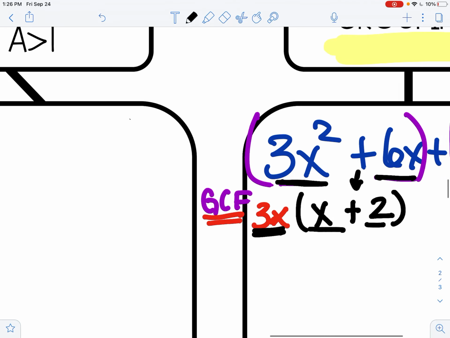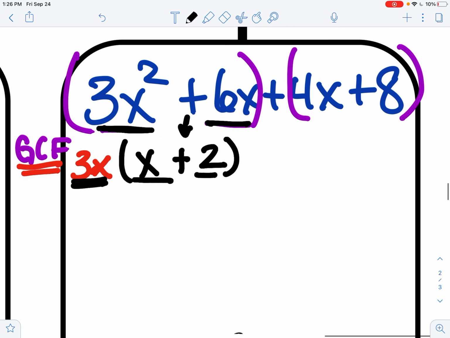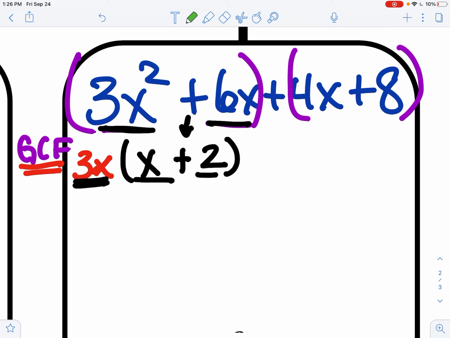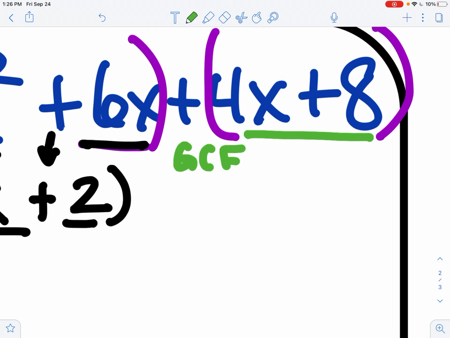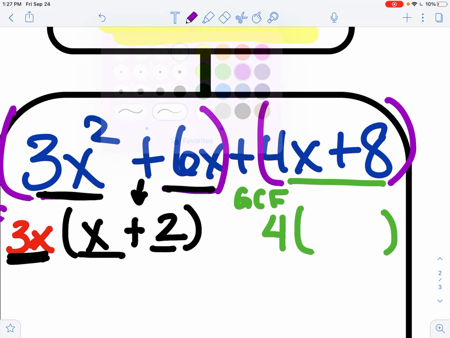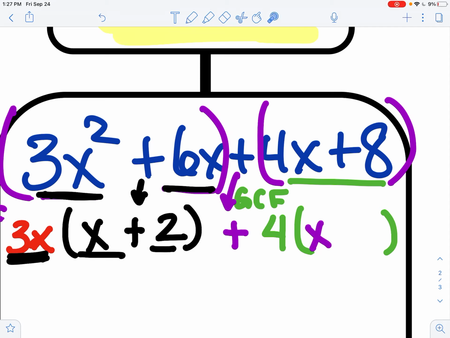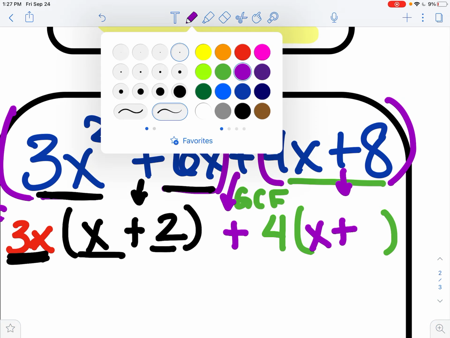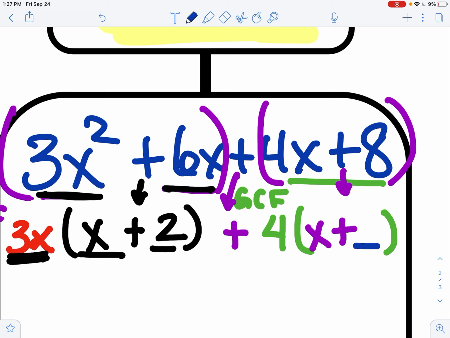Then I'm going to zoom in on the other side, and I'm going to look for a GCF of this side as well. Looking for my GCF, I can see 4x and 8 both can be divided by a 4. And if I can divide both of them by 4, I'm also going to bring down this plus sign right here, by the way. I know 4 times x will get me back to 4x. I'm going to bring down the plus sign. And then I know that 4 times 2 will give me 8. So 4 times 2 gives me back 8.